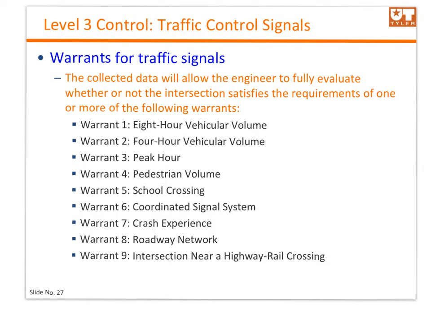So what are these warrants? The warrants for traffic signals, based on the collected data, will allow the engineer to fully evaluate whether or not the intersection satisfies the requirements of one or more of the following warrants. Warrant 1 is 8-hour vehicular volume, warrant 2 4-hour vehicular volume, warrant 3 peak hour, warrant 4 pedestrian volume, warrant 5 school crossing, warrant 6 coordinated signal system, warrant 7 crash experience, warrant 8 roadway network, all the way to the last warrant, which was added recently, and this is if the intersection is near a highway rail crossing.